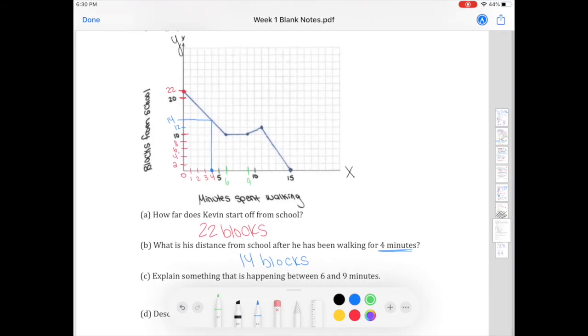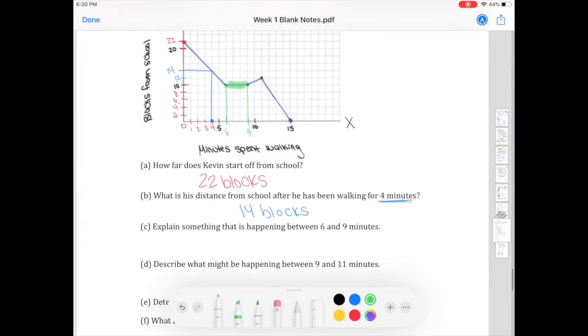So part C is kind of weird. It says explain something that is happening between 6 and 9 minutes. So first, 6 minutes is right here. 9 minutes is right here. So if I follow those up to the graph, it's really this section right here that I just highlighted in green. It's flat. So between 6 and 9 minutes, time is moving, but his distance stays the same.